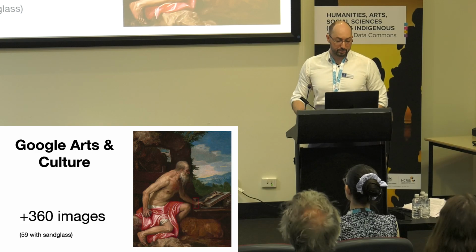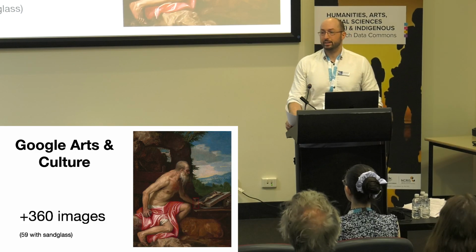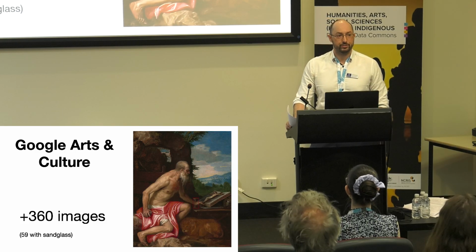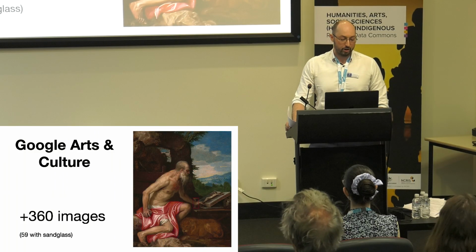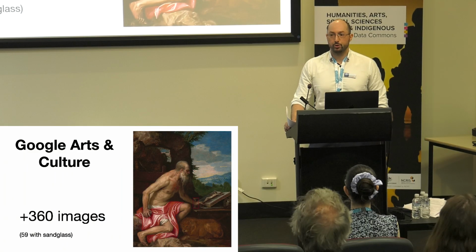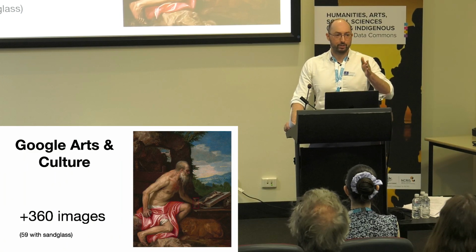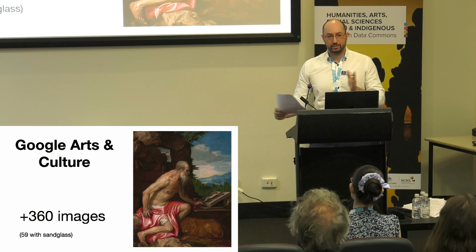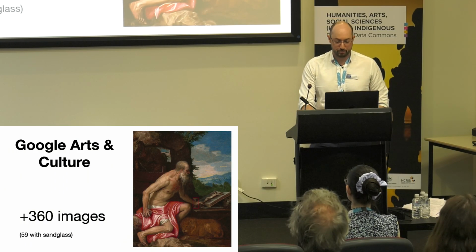Then we went to Google Arts and Culture. So this is, again, looking at the metadata. The metadata should have given us 360 images of hourglasses, but only 59 of them were useful for our project. Lots of them were from the game Prince of Persia, or it could have been an hourglass figure with a woman in a dress, or it could have been an hourglass galaxy, all these things we needed to exclude. So we only had 59 usable ones.